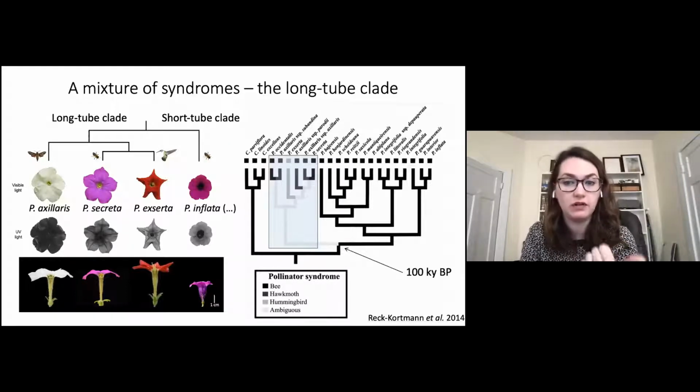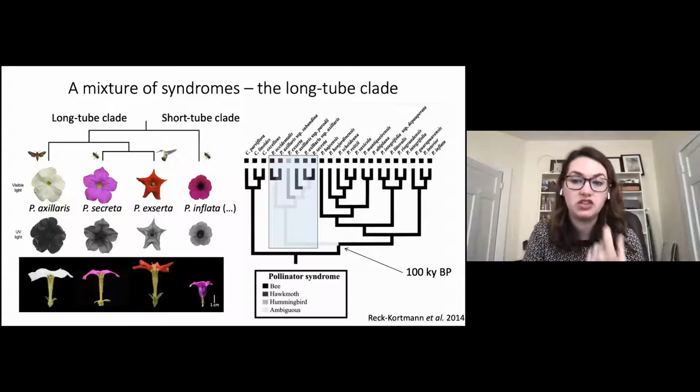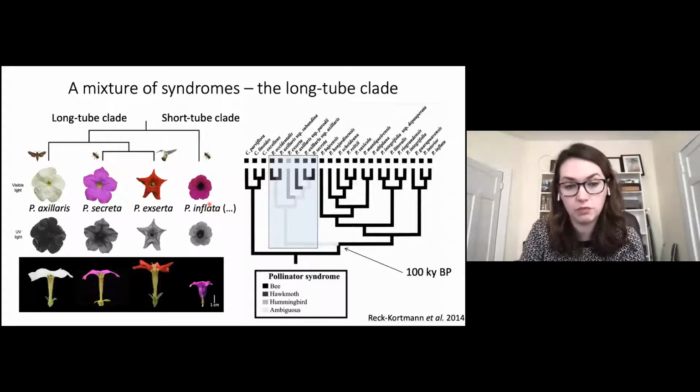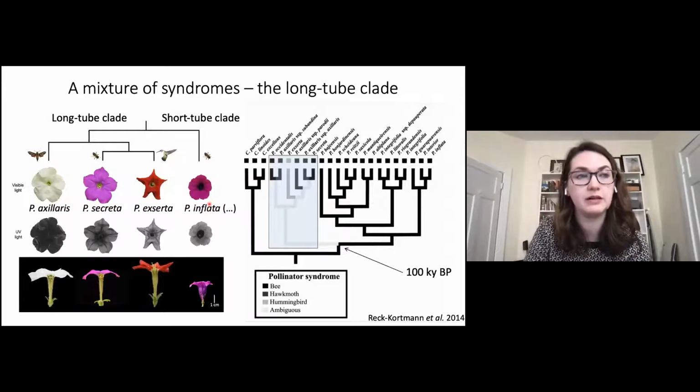What's interesting is that morphology and geographic ranges are shared in this long tube clade, but the pollination syndromes vary quite a bit. So as you can see here, the main 3 species are Petunia axillaris, Petunia secreta, that's my laser pointer here, and Petunia exserta. And then we tend to use Petunia inflata as sort of an outgroup that represents the short tube clade.